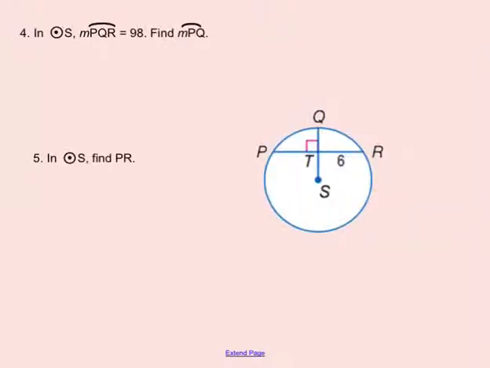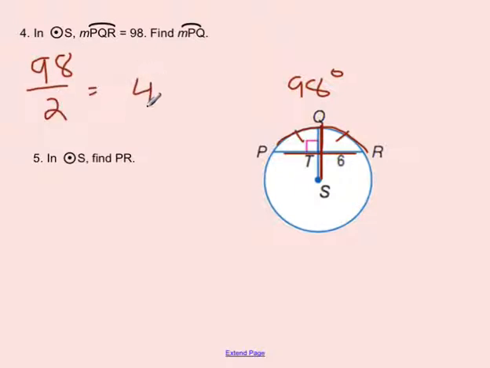So in number 4, for circle S, PQR, so this entire thing is 98 degrees. Not the band, just the measure. Okay, so it's 98 degrees. So we want to find the length of PQ. So what I notice is that SQ is perpendicular to PR. So that means that SQ bisects that arc. So those two are equal length. So to find PQ, all I have to do is take 98 and divide it by 2. And then I get 49 degrees. So that arc length in degrees is 49 degrees.